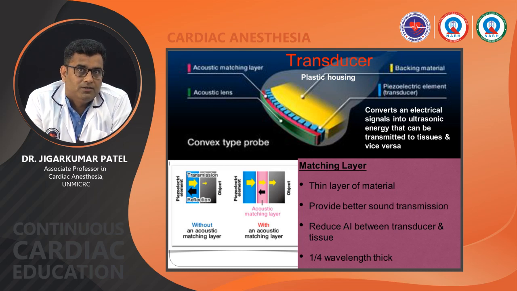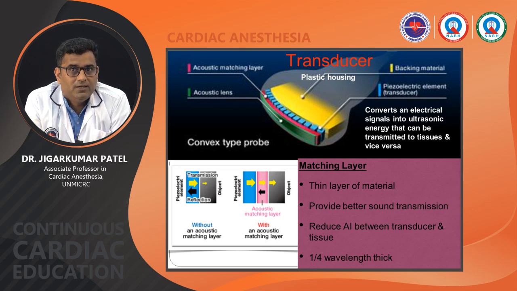In the anatomy of this transducer, the most proximal part is the acoustic lens, which is used to refract and focus the beam. After that, there is an acoustic matching layer. It is a thin layer of material which provides better sound transmission, and it reduces the acoustic impedance difference between the transducer and tissue. Its thickness is 1/4 of the wavelength of this particular sound energy. So it will provide better sound transmission and reception.